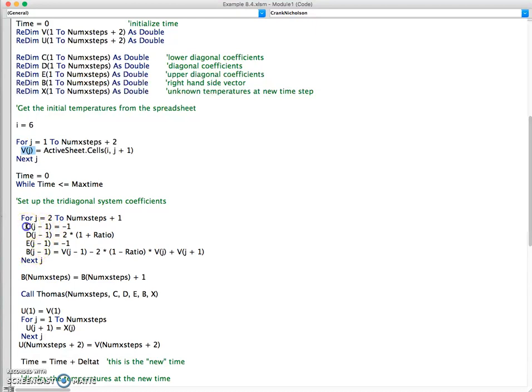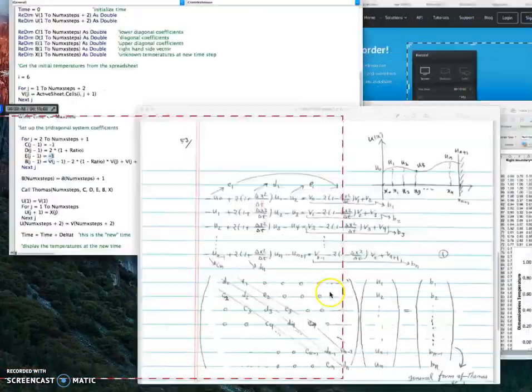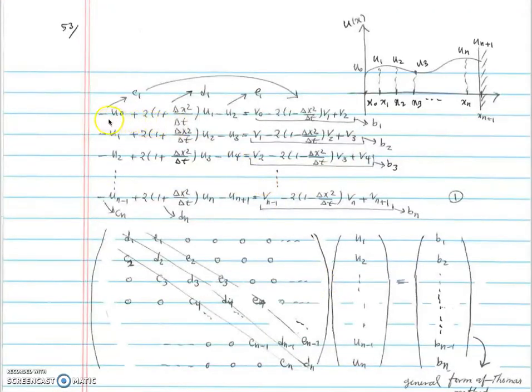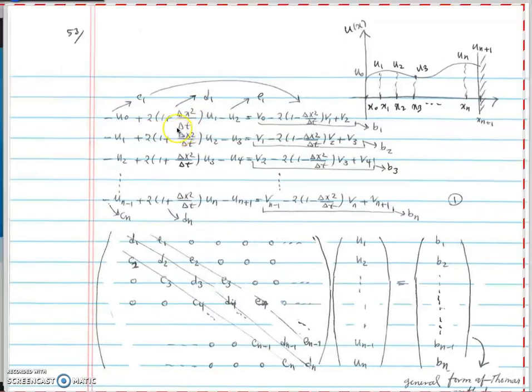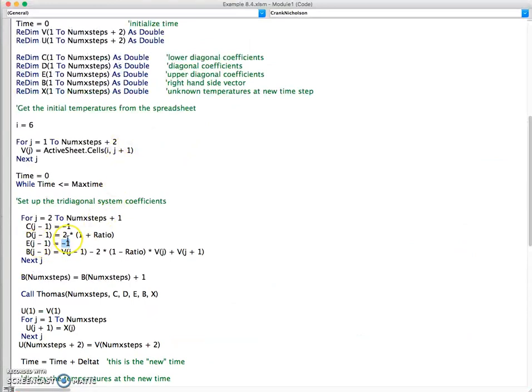Now, C's are minus 1, E's are minus 1. If you look at our equations before, you see that C's are exactly equal to minus 1 here. E's are minus 1 here, and then these, or D values, are 2 times 1 plus ratio. This is ratio, del x squared over del t. And that's why we have d equal 2 times 1 plus ratio.